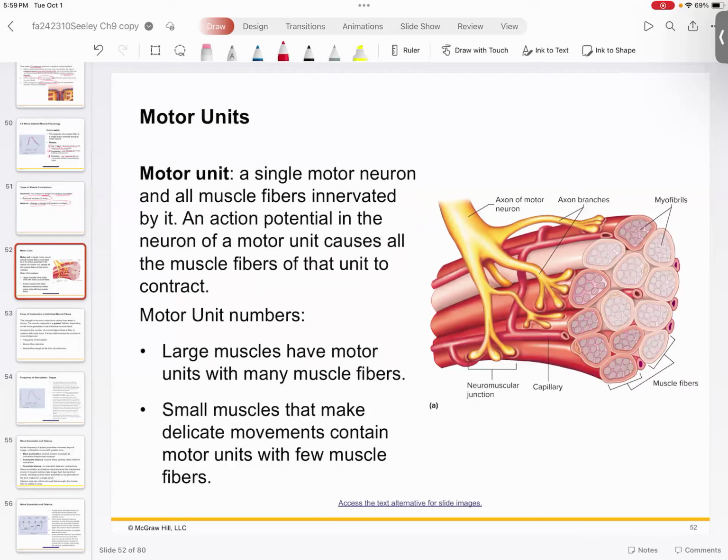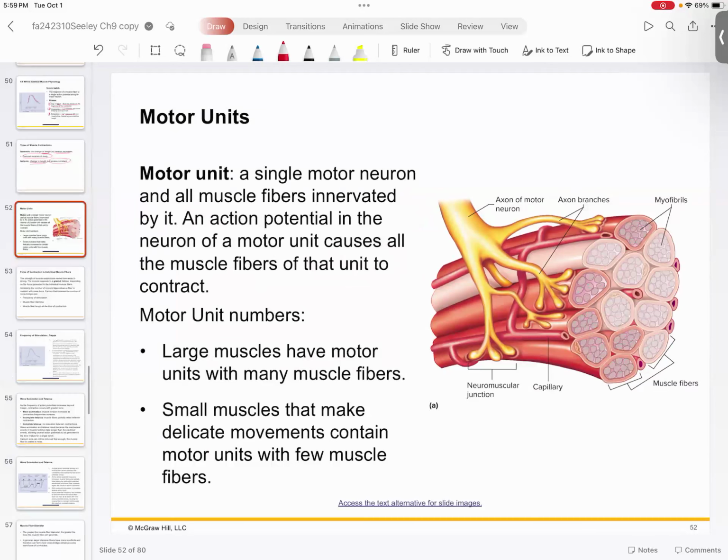So let's take a look at motor units, the organization of how this is all put together, because this is the communication or the wiring system, if you will, of your muscles. So basically, when you take a look at your muscles, they're organized in what's called motor units. And in a motor unit, basically what you're going to have is a single motor neuron, and all the muscle fibers that are basically connected to it, that it's responsible for communicating with.